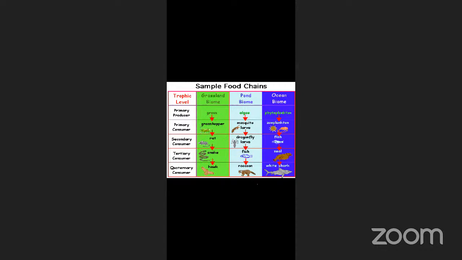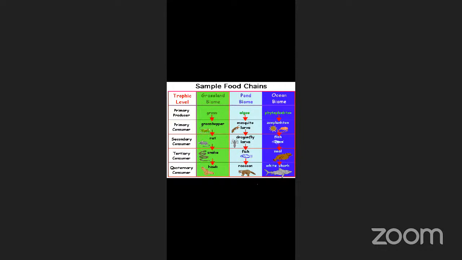For example, in the grassland biome, so in the grassland ecosystem, in other terms, grass is acting as a primary producer. So that means the grass is utilizing the sunlight to produce the food. Now, grasshoppers or any other insects are feeding on the grass. Now, these grasshoppers are the primary consumers. And rat and other small animals or frog, they are secondary consumers, which are feeding on the primary consumers. Now, snake, which is feeding on the rat, they are tertiary consumers. And finally, the quaternary consumer is hawk, which is feeding on the snake. Okay, this is the scenario in grassland.